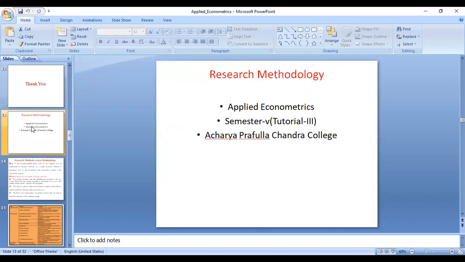In the last class, we discussed the research approaches and the significance of research. And in this class, we discuss the research methodology for the semester 5 honors in economics, that is the applied econometrics.